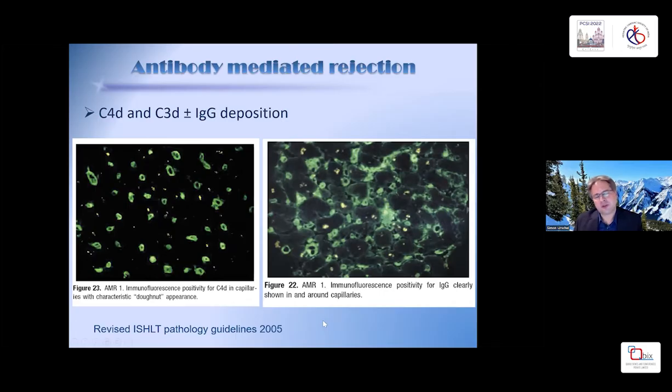And then you have microscopic signs of antibody-mediated rejection and immunohistochemistry signs of antibody-mediated rejection. And if you have both of them, you get a stage 2. And again, if you have damage, then you get a stage 3.